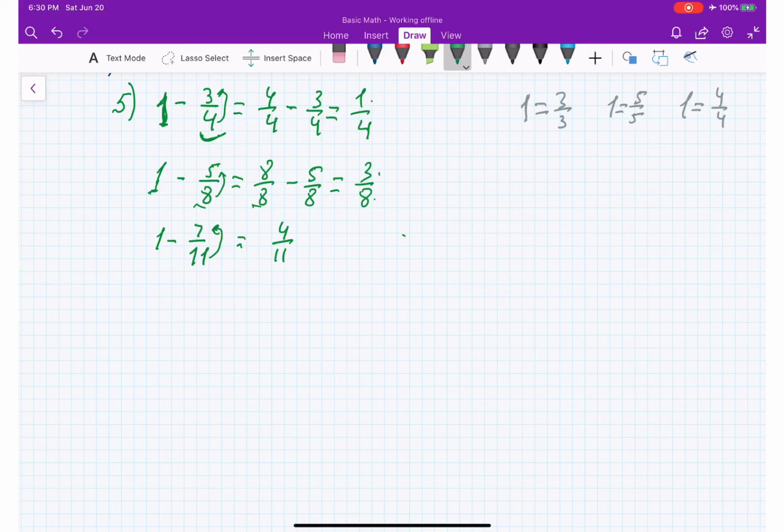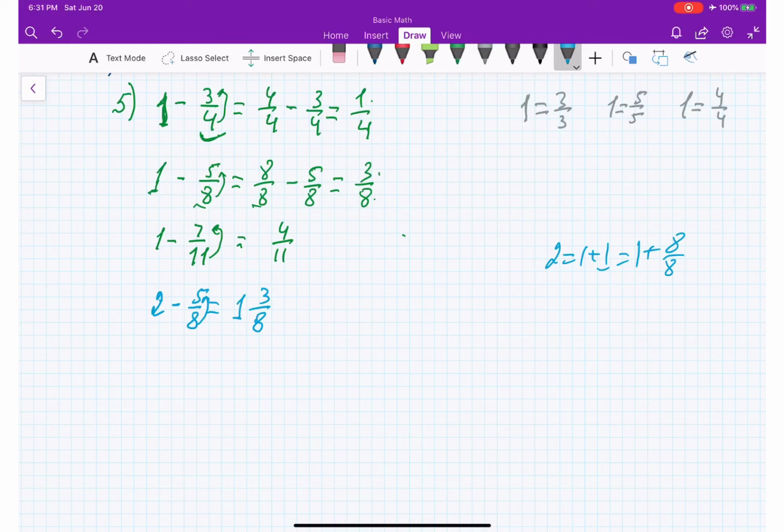Next, let's do subtraction from a whole number by borrowing. So if I do 2 minus 5 over 8, I borrow 1, and 2 I can represent as 1 plus 1, right? And this 1 I can represent as 8 over 8, correct? So I'm borrowing 1, so here will be 1. And then 8 over 8 minus 5 over 8 will be 3 over 8. Or with the shortcut we know, 8 minus 5 is 3 over 8.